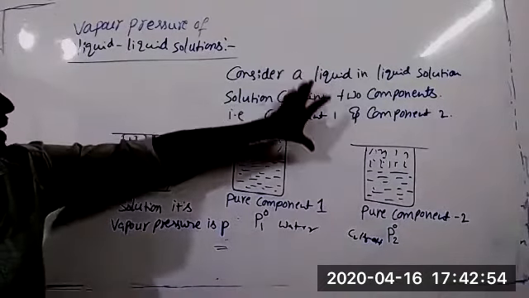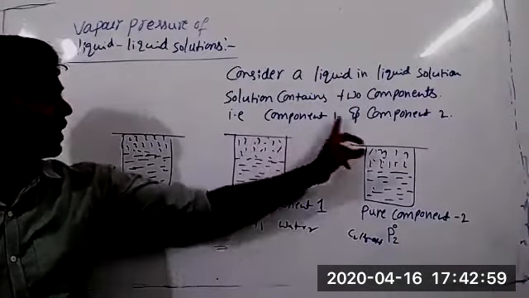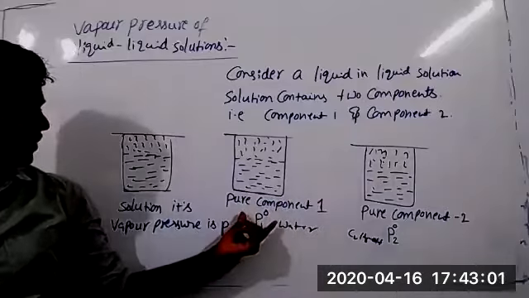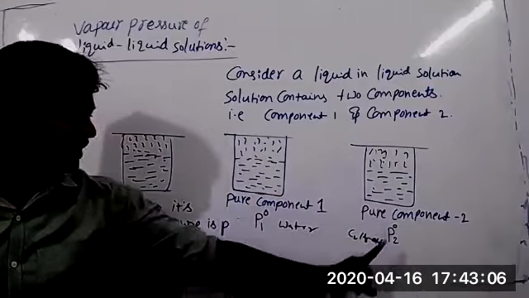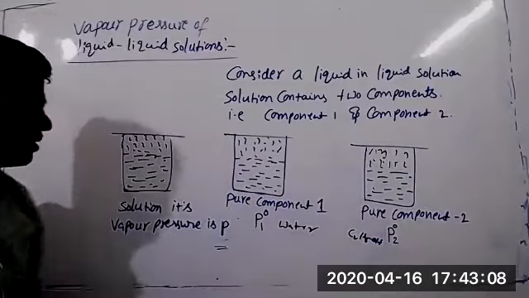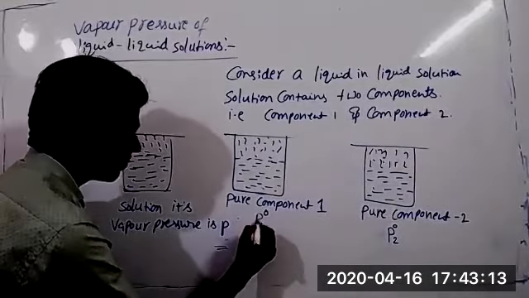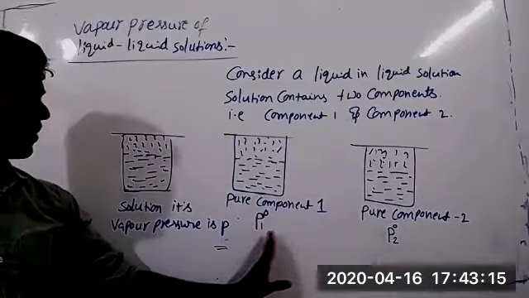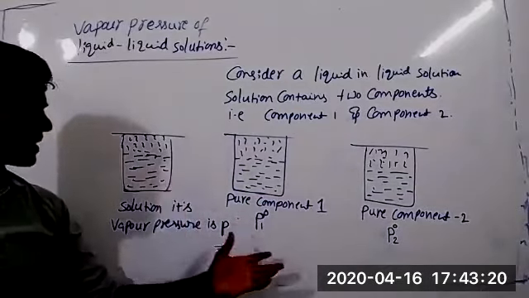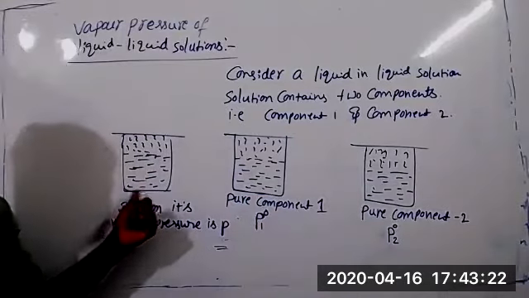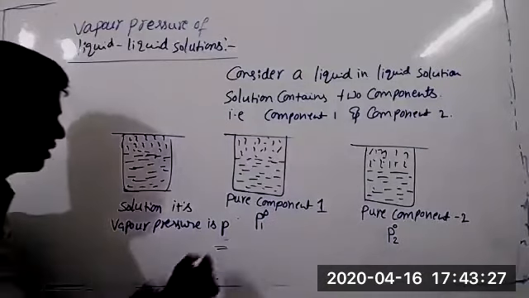If you want to note this down, consider a liquid in liquid solution. The solution contains two components, component 1 and component 2. Pure component vapor pressure is P1 power 0, and P2 power 0. Don't write water and alcohol, simply take this. When we mix both components 1 and 2, we get a solution. Its vapor pressure is just P, note down P, or you may call it P total.